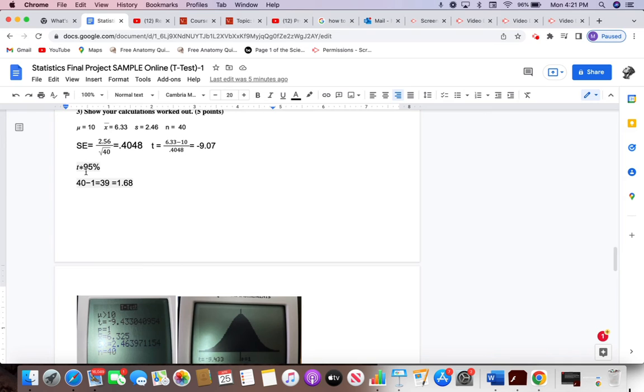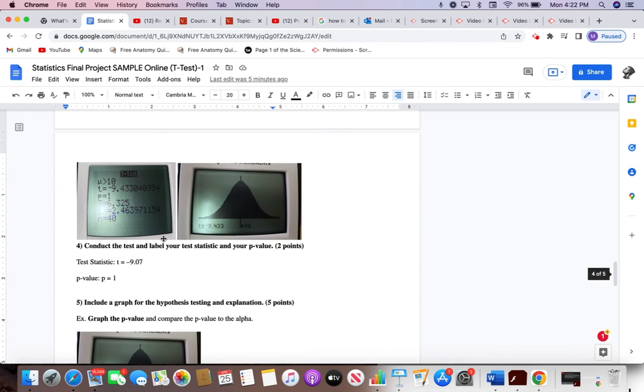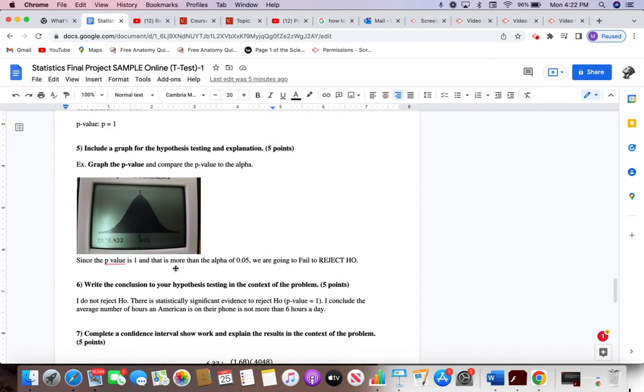And for my t-star, I did 95% and using 39 degrees of freedom, I got 1.68, because I got 40 minus 1. Using the calculator, my p-value is 1. As we can see here, it basically is the whole graph because it's a big t-score.